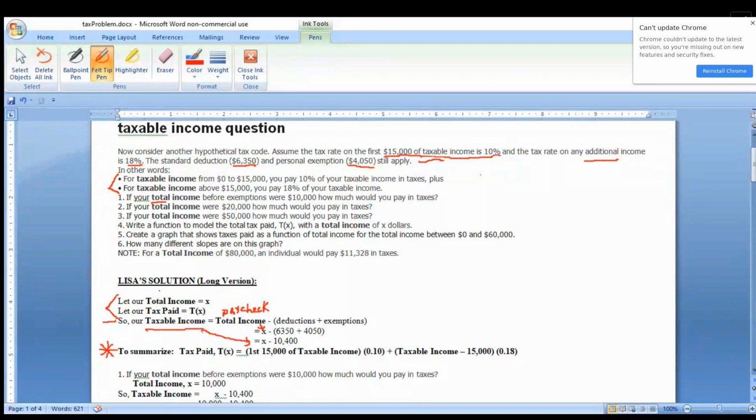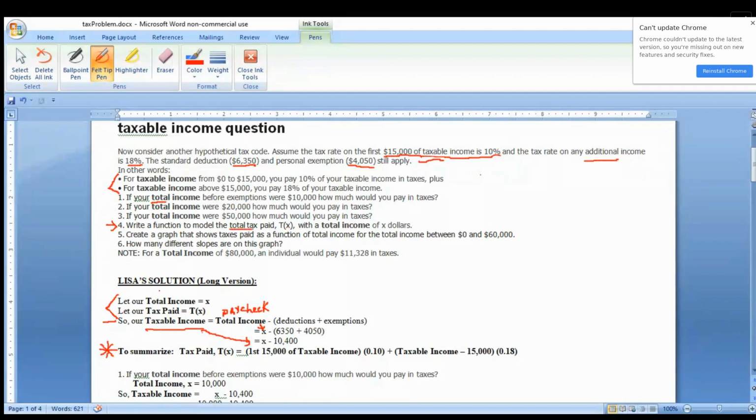As I read through the questions, they're asking me, well, if your total income before exemptions was $10,000, how much would you pay? If your total income was $20,000, how much would you pay? If your total income was $50,000, how much would you pay? Then number 4, they said, write a function, and functions are either like f of x or t of x, something of x.